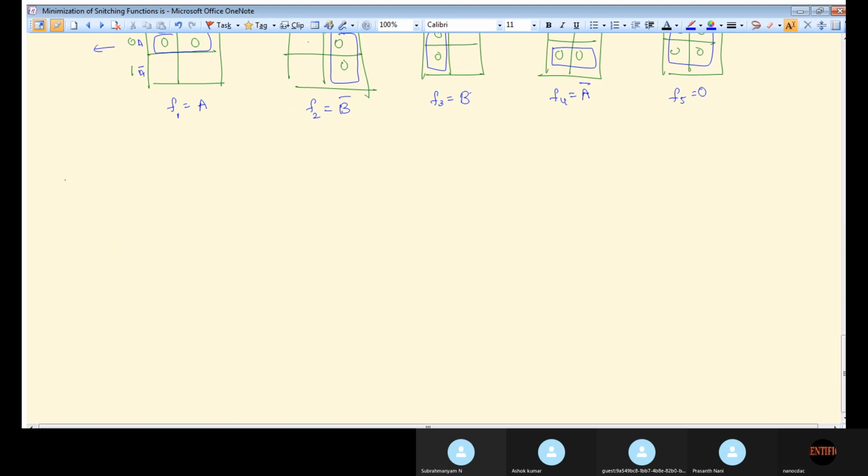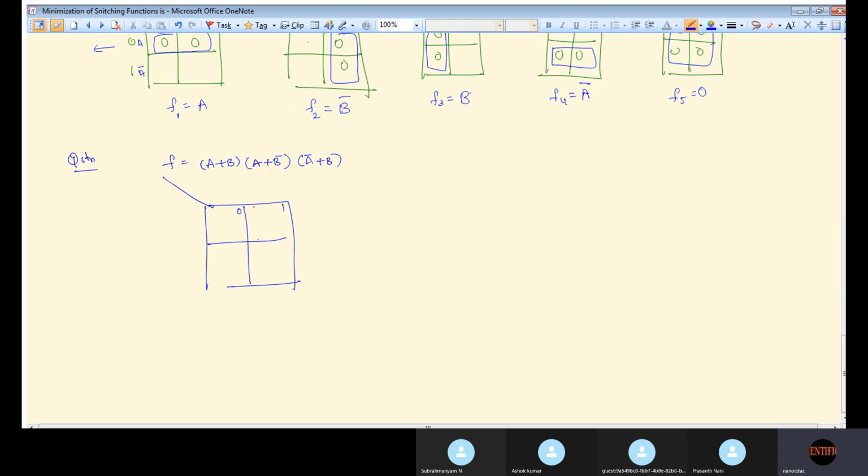Next, one more. The question is f is equal to a plus b bar, a bar plus b. What you need to do is reduce this one using mapping. Tell me how you will reduce it. Where does a plus b come? 1 2 3. Where does a plus b bar come? Where does a bar plus b come? Tell me.